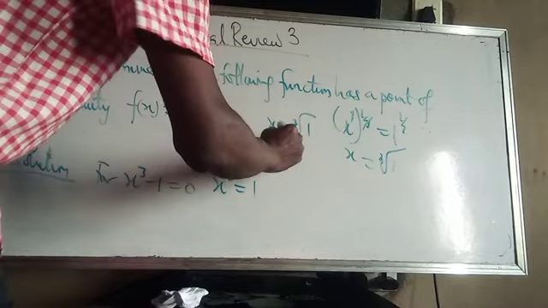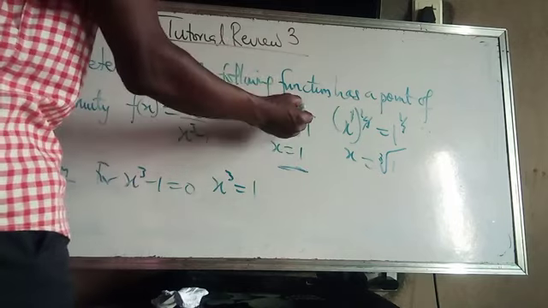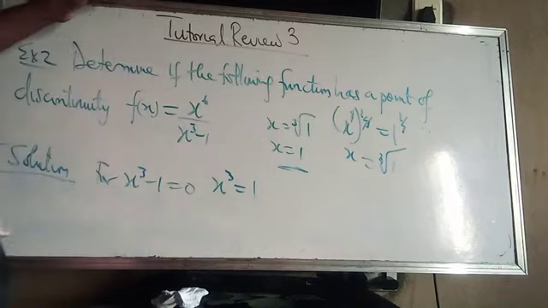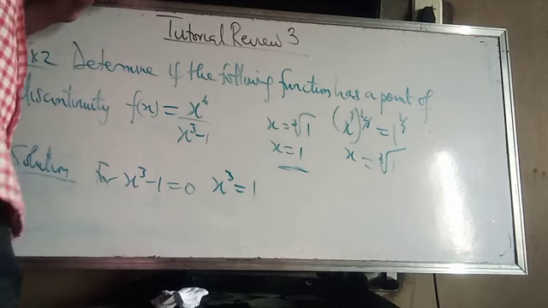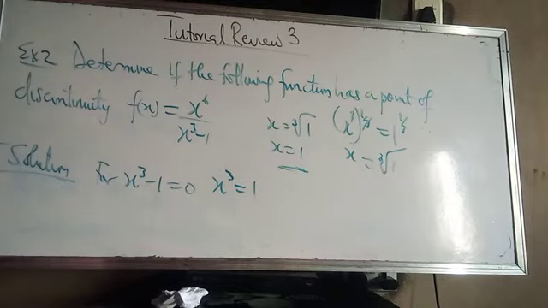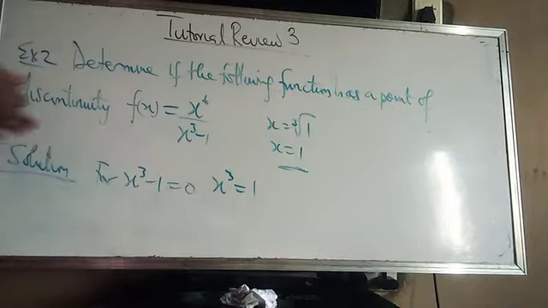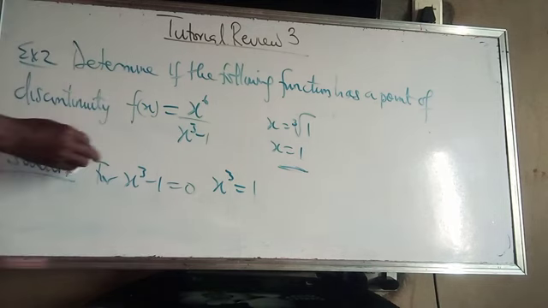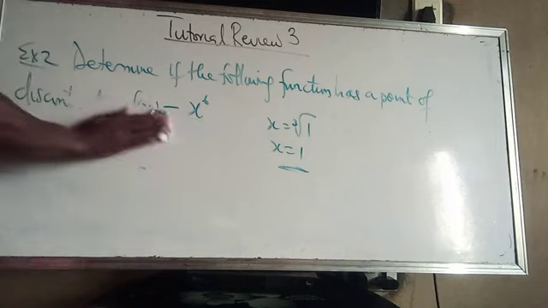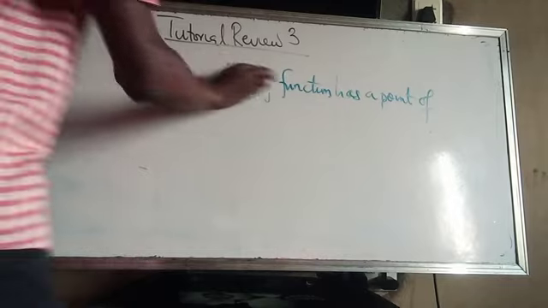So x is equal to 1, because you are looking for a number that when you multiply it 3 times, it will give you 1. That's the meaning of cube root of 1. Think of a number that when you multiply it by itself 3 times, it will give you 1. 1 is 1. 1 times 1 times 1 is 1. So now this function will be discontinuous at x equals 1. We can write: the point of discontinuity of the function is at x equals 1.